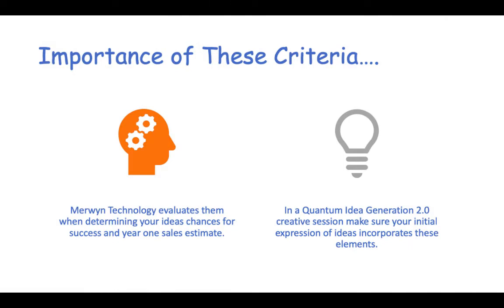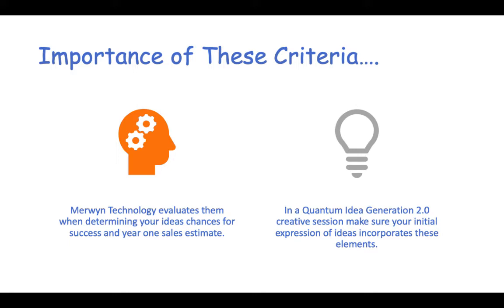And the importance of these criteria I've already kind of outlined here. The Merwyn Technology evaluates these criteria in determining your chances for success and year one sales estimate. There's other elements that go in terms of marketing inputs and competitive inputs, but at the heart of it is the strength and the persuasiveness of your marketing message.